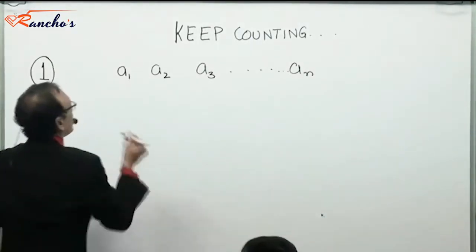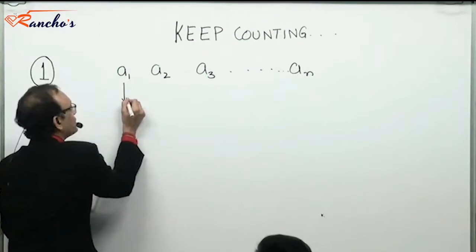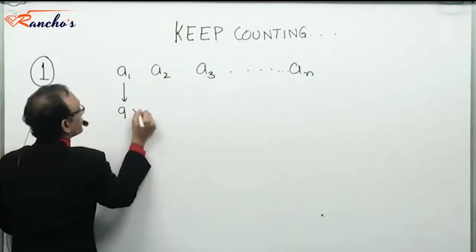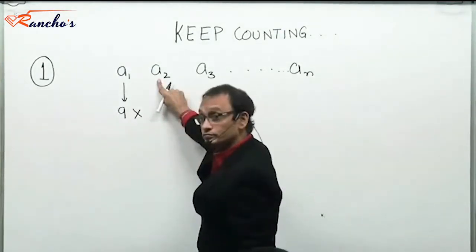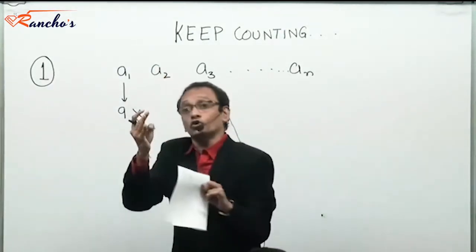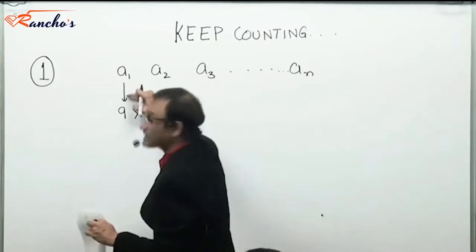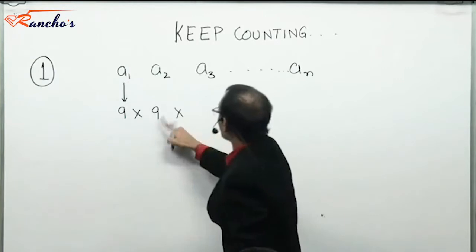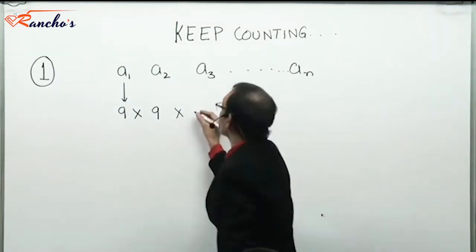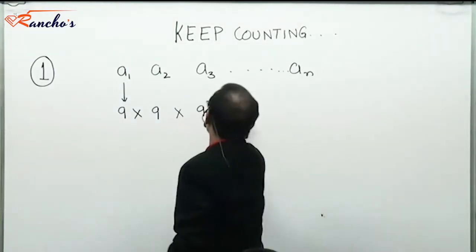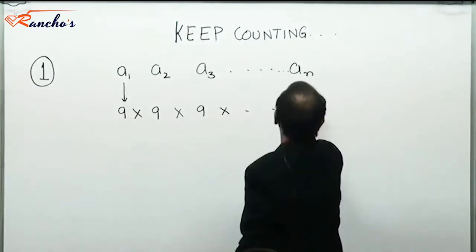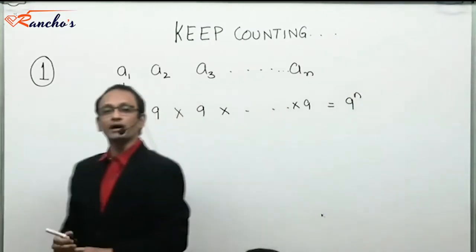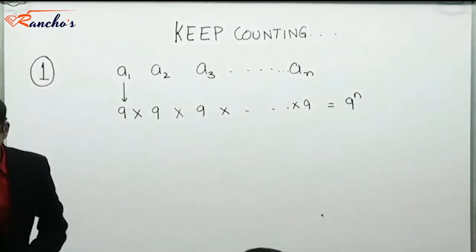Very clear. A1, for example, can be filled up in 9 ways, 1 to 9. Now, A2. See, there are 0 to 9 already, of which 1 is consumed here. So, 9 ways of filling up this. And again, this one should not match with this. So, there are 9 ways of filling up A3 and 9 ways of filling up An. So, that makes it 9 to power n ways in all. Yes or no? Are you there with me?